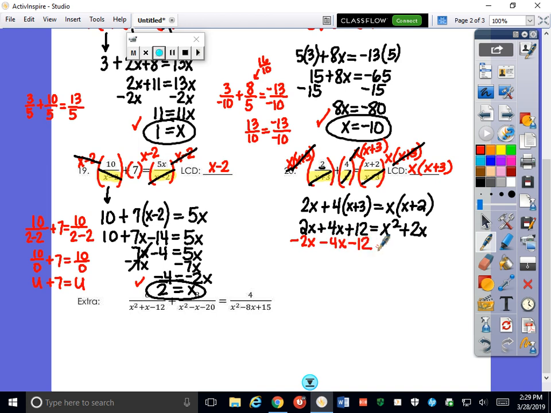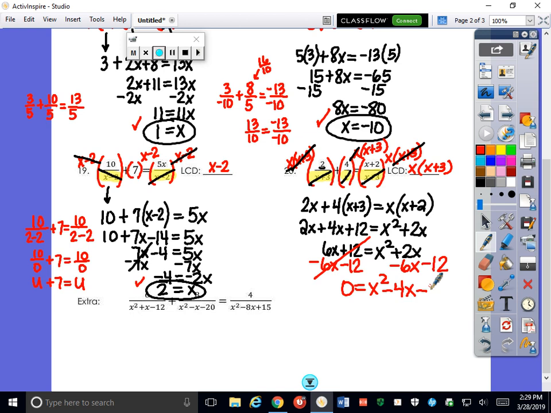I guess, actually, let me combine like terms. That probably is what most of y'all will do. This is going to become 6x plus 12 equals x squared plus 2x. Okay, but we can't solve for x, so we're going to have to move this to one side. So I'm going to move these all to the same side. That's going to give me 0 on the left, and it's going to give me x squared minus 4x minus 12 on the right.